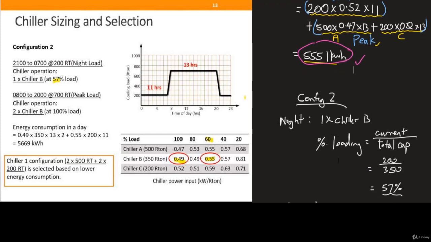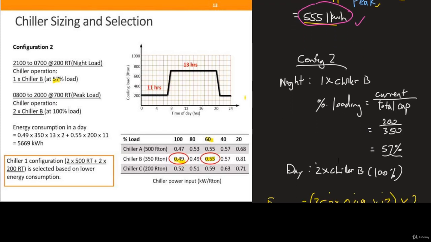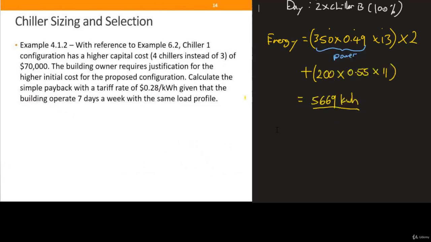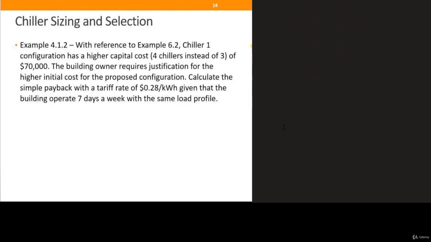So that is one example of how you are going to use calculations to justify the type of chiller configuration that you are going to select. Let's say there's a continuation to this example. Let's say chiller 1, although it is better in terms of efficiency and daily consumption, actually costs more. Let's say it costs 70,000 more than your configuration B or configuration 2. So the building owner actually requires some justification on why you should buy configuration 1 instead of configuration 2.